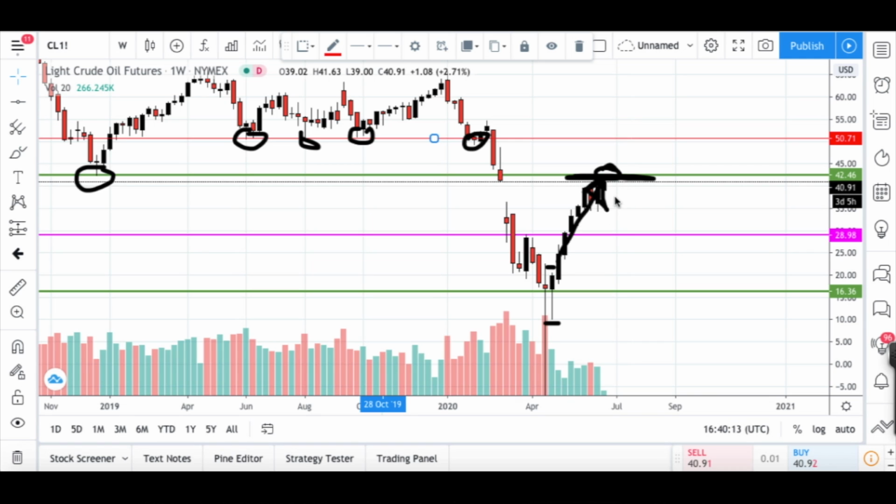We have to wait for the market to break out of this area, to come down, create a signal again, as I showed in the previous examples, and then move on.